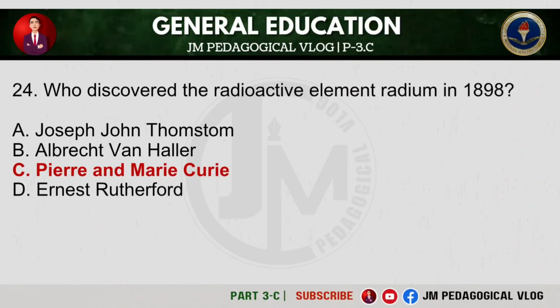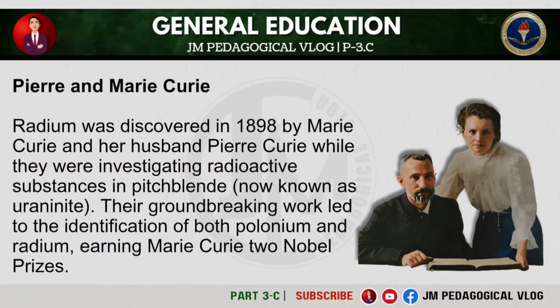C. Pierre and Marie Curie. Radium was discovered in 1898 by Marie Curie and her husband Pierre Curie while they were investigating radioactive substances in pitchblende, now known as uraninite. Their groundbreaking work led to the identification of both polonium and radium, earning Marie Curie 2 Nobel Prizes.